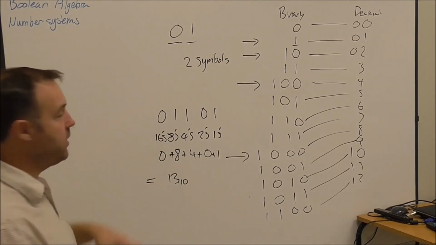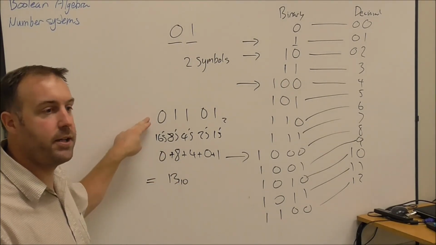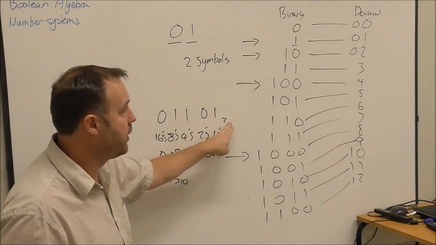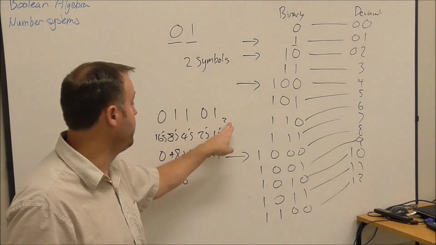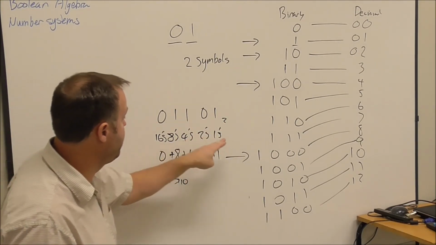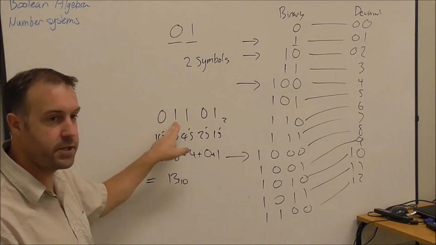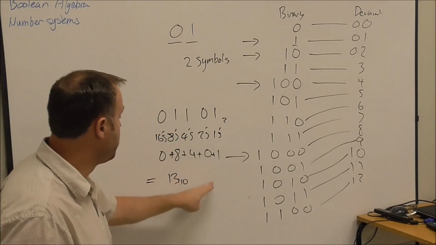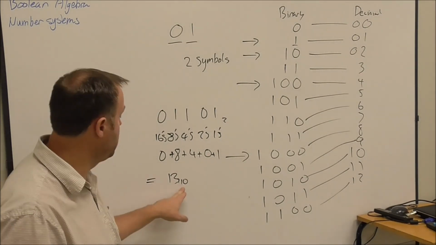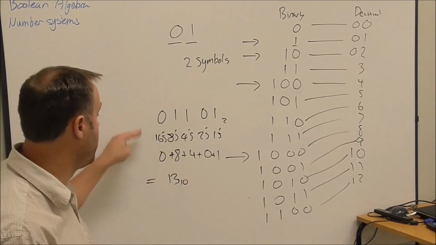So this number here in binary, to indicate that that is a binary number, I put a little subscript 2 at the end of it. So that means that it's a binary value. Now I can convert that into decimal by doing this process. I've got one lot of 1s, no lots of 2s, plus one lot of 4s, plus one lot of 8s, plus no lots of 16s. Add them all together and I get 13. And to indicate that it's a decimal value, I'm going to put a subscript 10 after it. So that's how you can convert from binary to decimal.